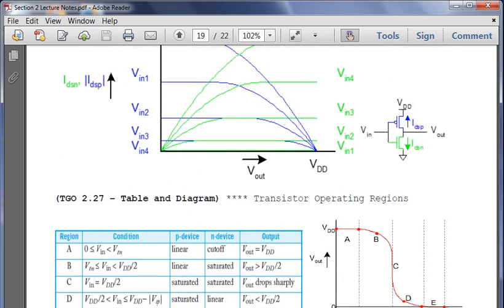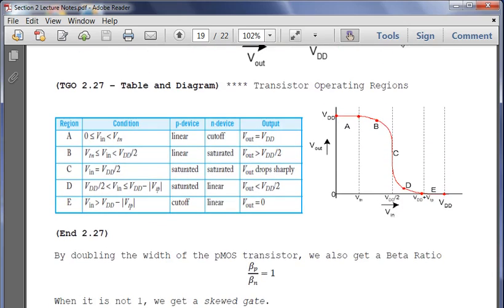So the next thing we want to talk about is the transistor operating region. The important thing about the transistor operating region is now we know where linear, cutoff, and saturation modes are, and we want to figure out how to relate Vout and Vin. So the modes we want to be in are A and E. A is when our input value is 0, we want our output value to be 1, right? Here in E, we want our input to be 1 and output to be 0.